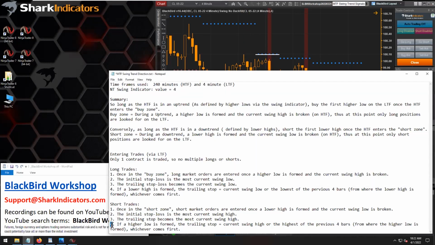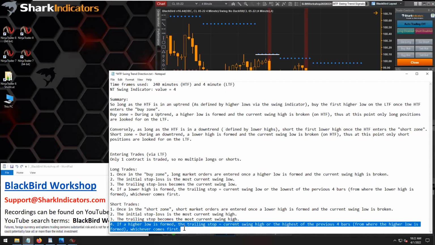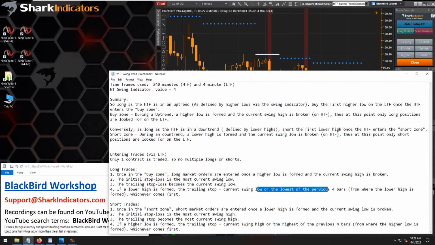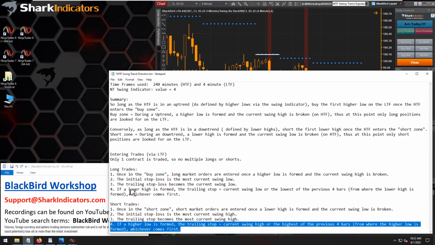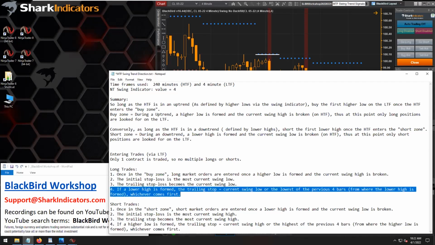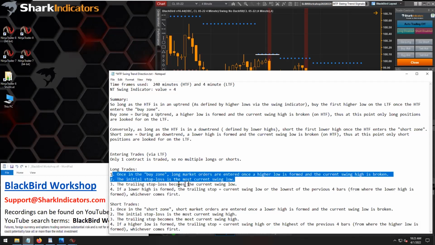So bottom line is, number 4 can't be done for 2 reasons. We don't have the indicator, but also we don't know what that discretionary decision is that decides when we use the swing high, or when we use the highest of the previous 4 bars. We don't know what that decision-making condition is to switch between the two. So that's the second reason why we won't be able to build condition number 4 here. So we're just going to focus on 1, 2, and 3.